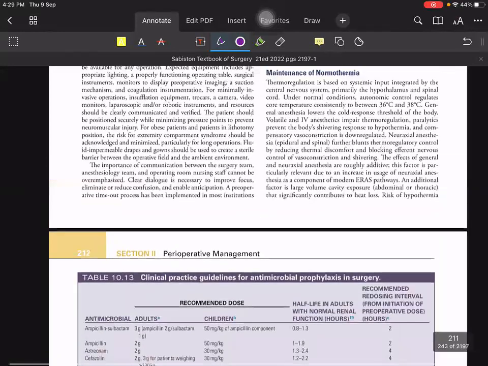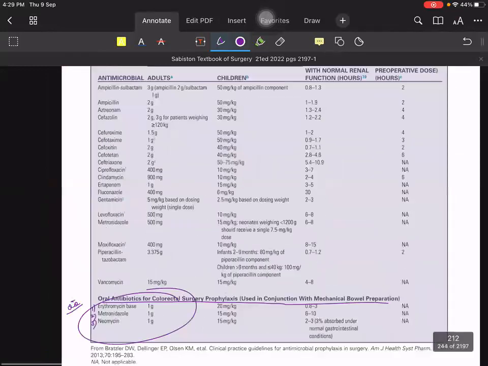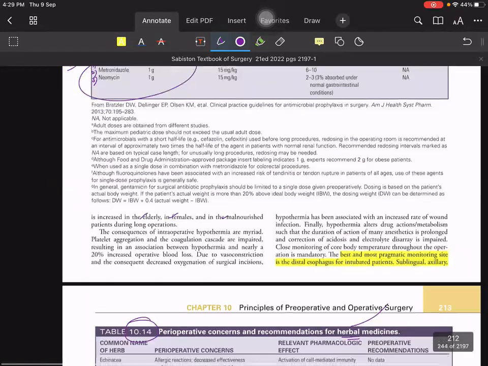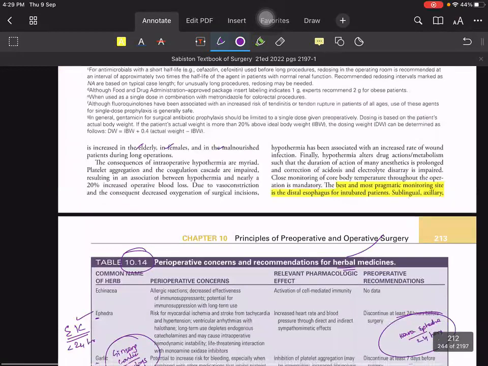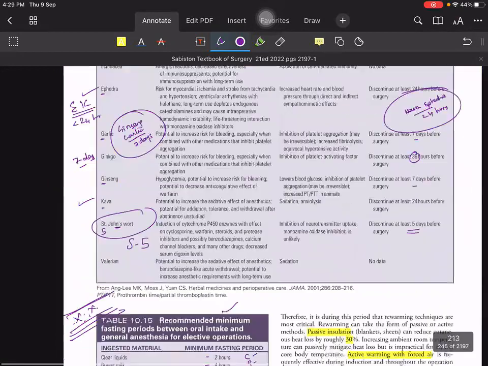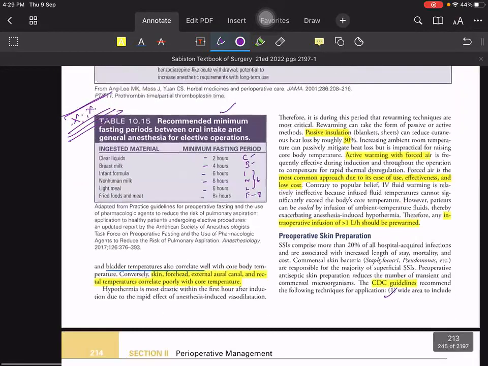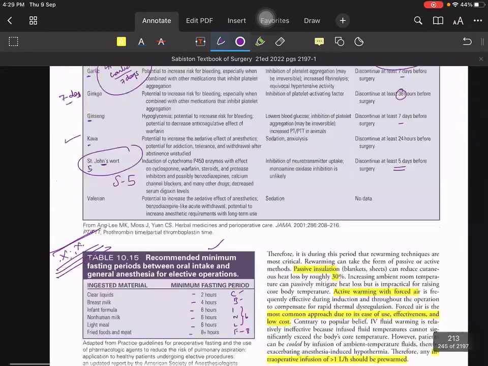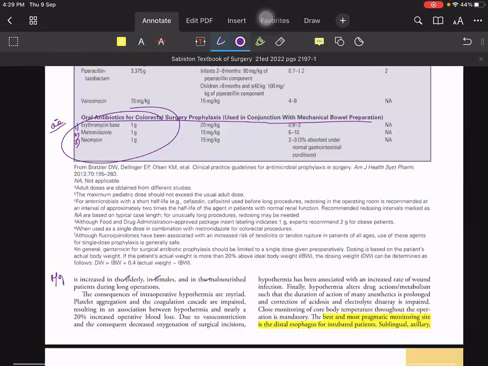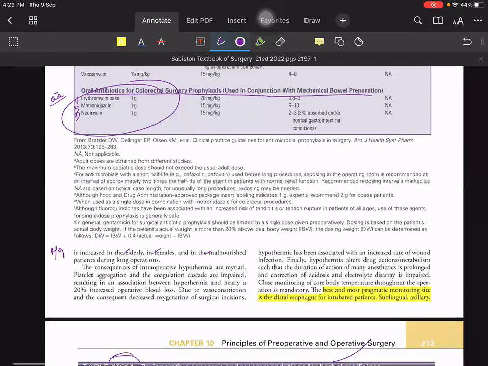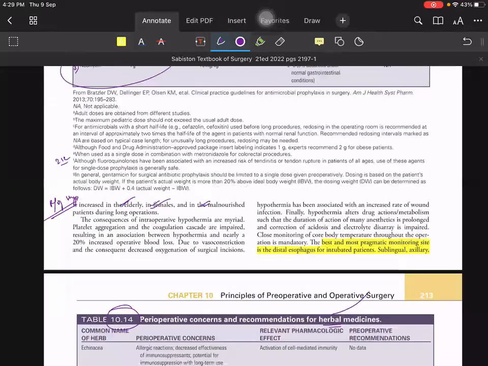And the second is the maintenance of normothermia. We already saw how to maintain normothermia in chapter 2, but again they are telling that the risk of hypothermia is increased. Page number 212: risk of hypothermia is increased in elderly, female, and malnourished patients. So this is a very important MCQ.